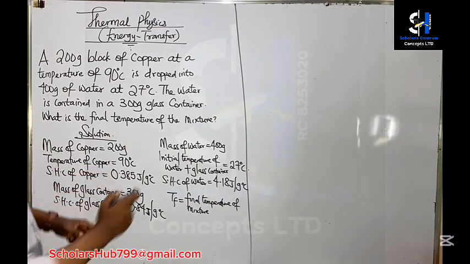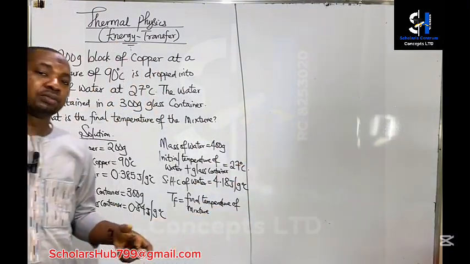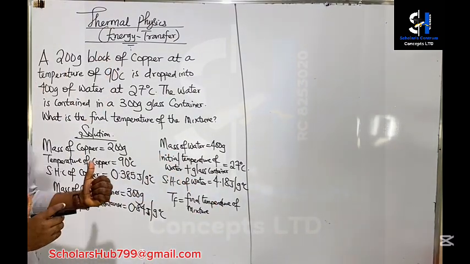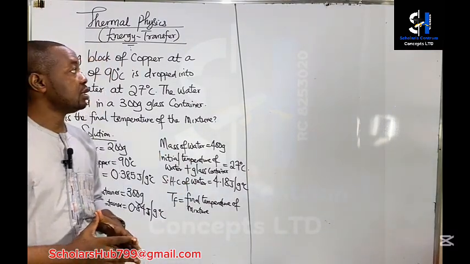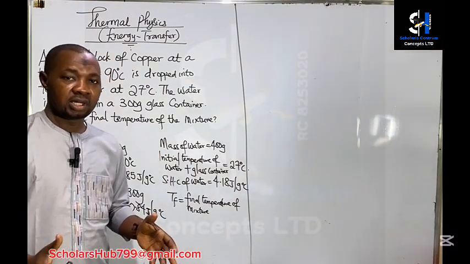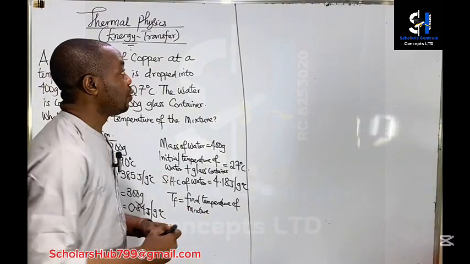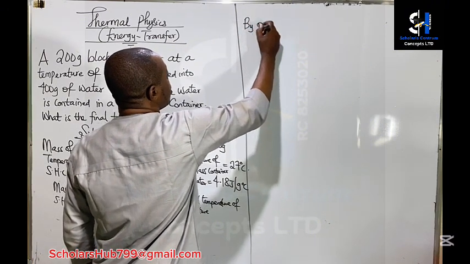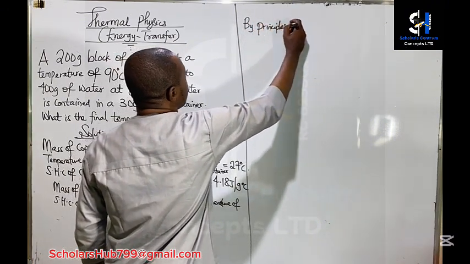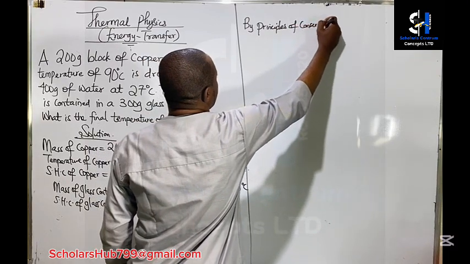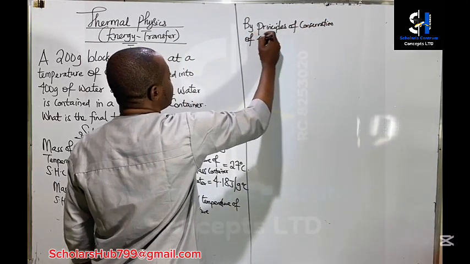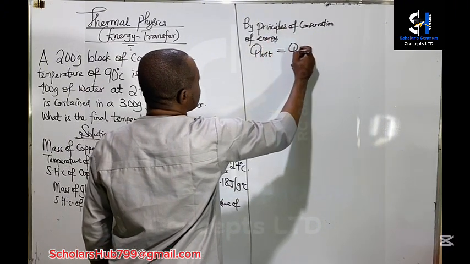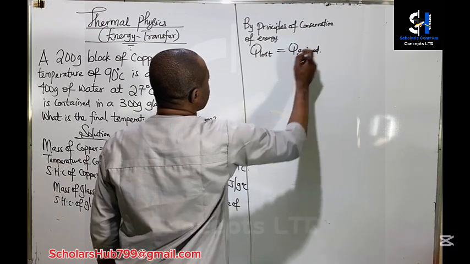So now we are going to set up the equation for heat lost by the copper block equals heat gained by the water and the glass container, using the principle of conservation of energy. So let's set up the equation. By the principle of conservation of energy, we know that heat lost equals heat gained.